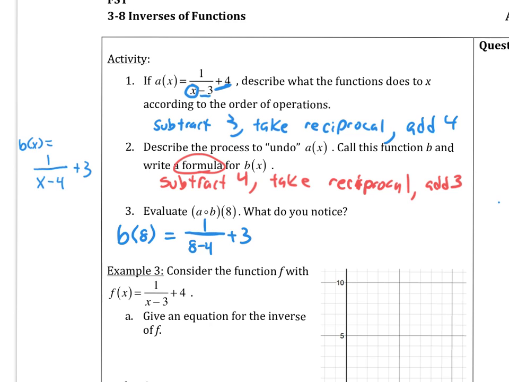And then you're going to pass that answer on to a of x and finally get a result.